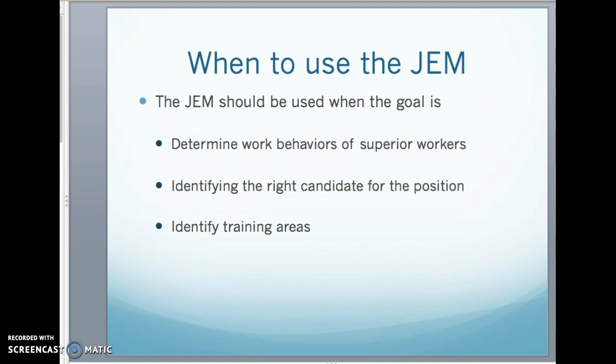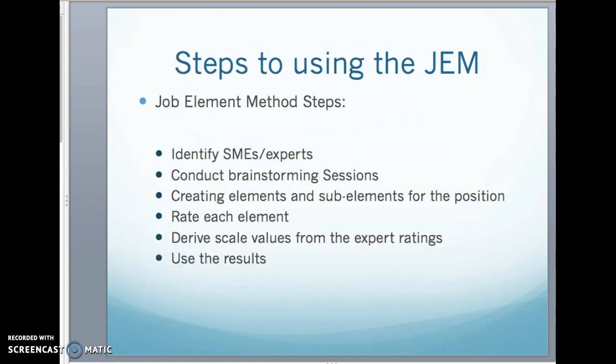Next, we're going to go through how to perform the job element method of analysis. In order to conduct a job element method of analysis, first you have to identify subject matter experts for the jobs, such as supervisors and incumbents for the job. Once you've identified the subject matter experts, or SMEs, for the position, then you're going to bring them together and conduct a brainstorming session to identify job elements and sub-elements based on the knowledge, skills, and abilities of superior workers for that position.